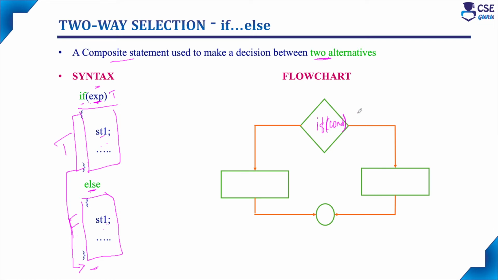If the condition is evaluated to true, it will execute this specific set of statements, statement 1 up to statement n. And if the condition is evaluated to false, this other set of statements will execute. At a time both sets of statements won't execute. Any one of these statements will execute based on the condition. After execution, the cursor will move to the next part of the C code. So this is nothing but the if-else statement in C.